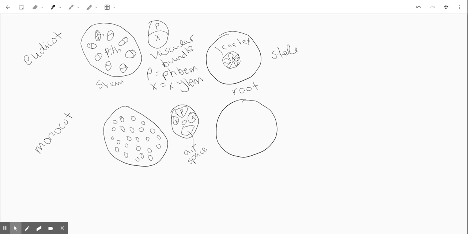So we have pith and cortex in the eudicot stem. We have only cortex in the eudicot root. We don't really have either cortex or pith in the monocot stem, and in the monocot root, we're going to have both cortex and pith again. There's a little bit right in here of pith. For that stele, that central vascular bundle of the monocot, there will be arms of xylem interspersed with phloem.